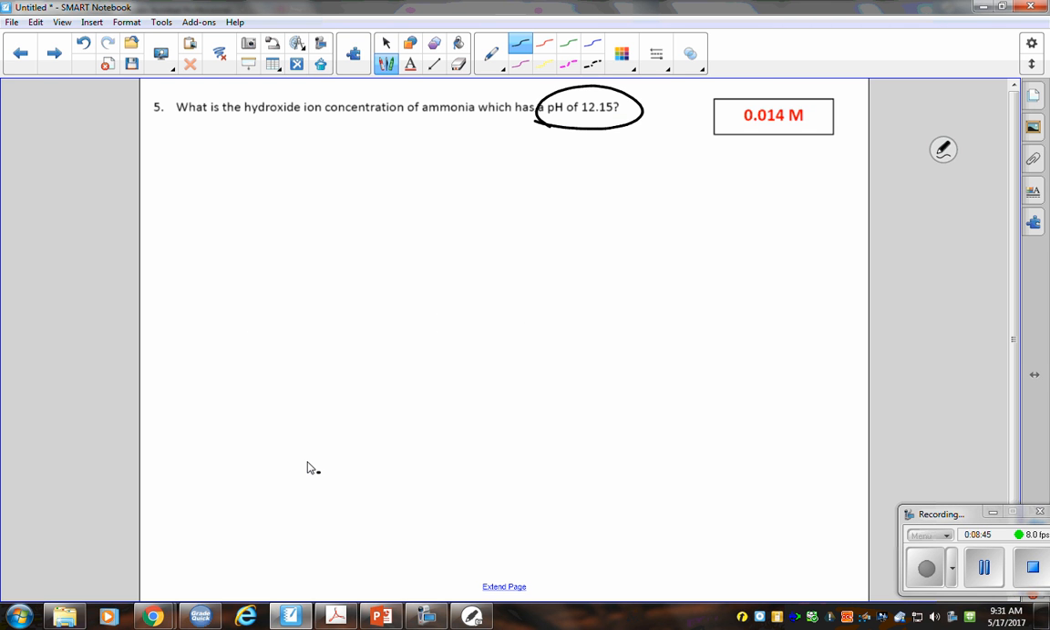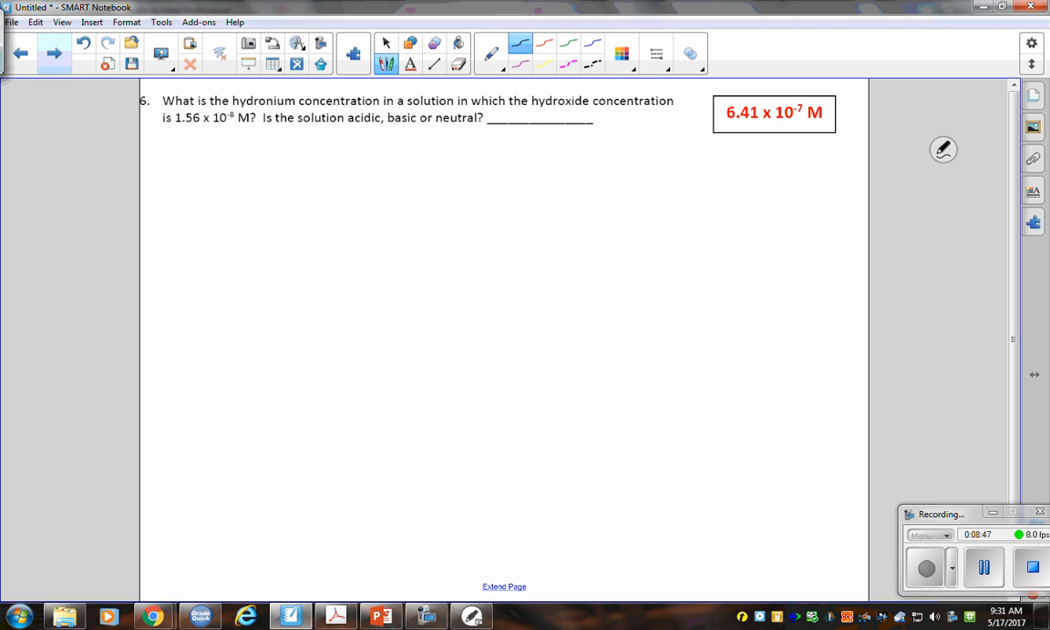Now, hydronium concentration, where the hydroxide ion concentration is this: acidic, basic, or neutral.